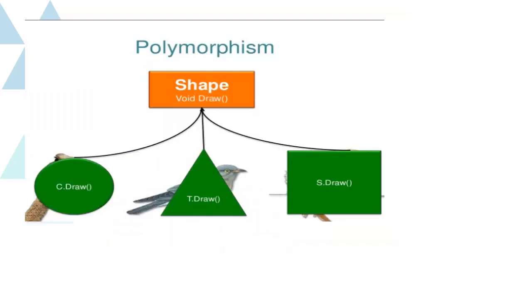This is another example of polymorphism where a single function draws different shape objects. Say for example, here I define a shape with a draw function, then it can be used to draw the circle, it can be used to draw the triangle and it can be used to draw the sphere.